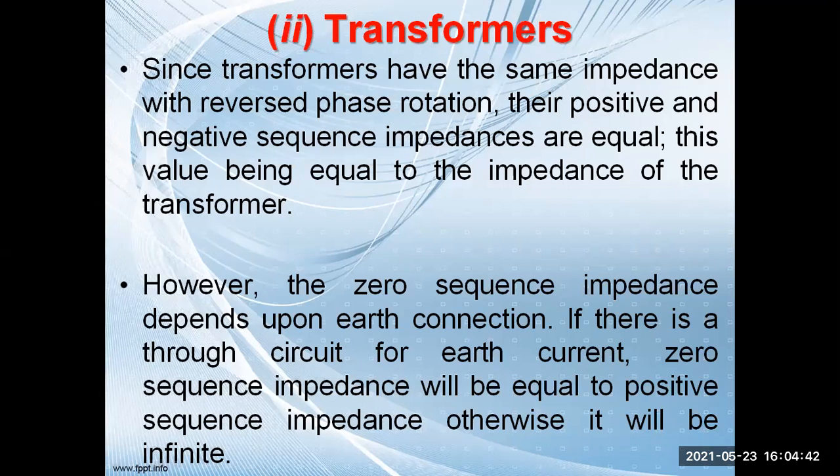So in case of a transformer earthing connection, if it is a delta connection, there will not be any concept of neutral in delta. If there is a delta connection, there is no neutral and no zero sequence current. Zero sequence current will only exist if there is a neutral connection. So for the delta connected circuit, there is no zero sequence component of the current. If there is a through circuit for earth current, zero sequence impedance will be equal to the positive sequence impedance, otherwise it will be finite. If something is given, it's fine. If nothing is given, you have to consider that the zero sequence impedance will be equal to your positive sequence impedance.